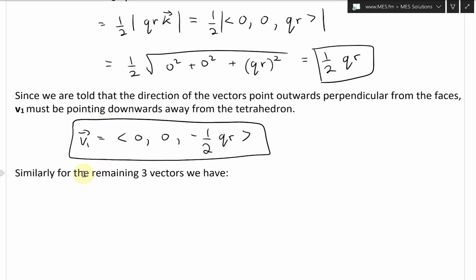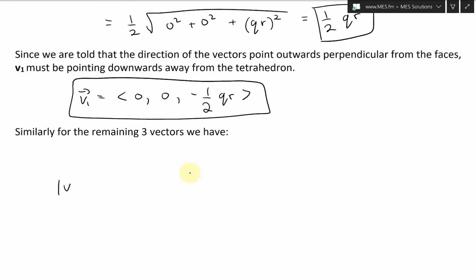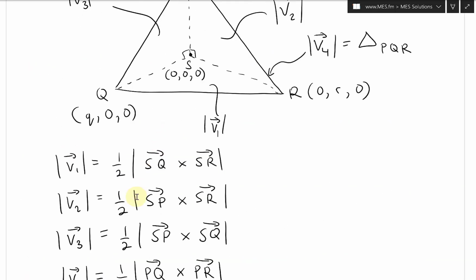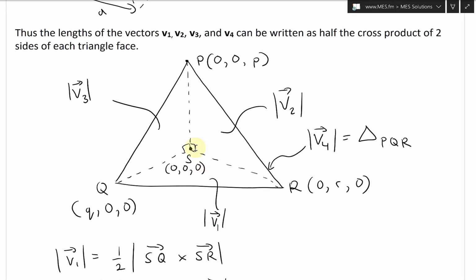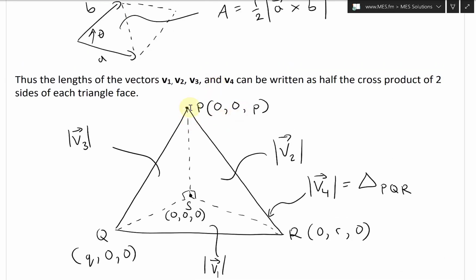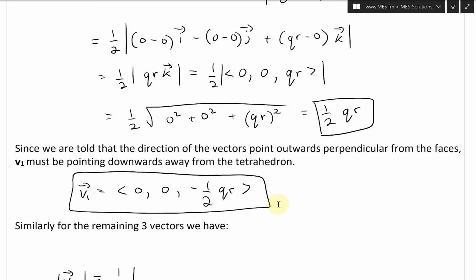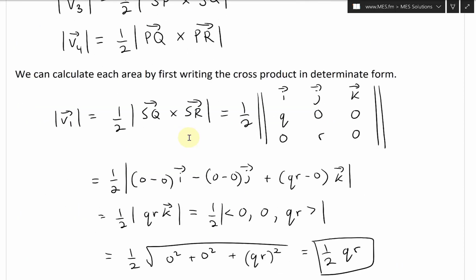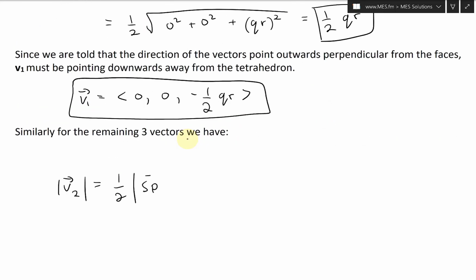All right, so going further, similarly for the remaining 3 vectors, let's write v2 now. And again, write it a bit further down, because we're going to write the determinant form of the cross product. So v2, the length of it is equal to 1/2 the cross product, and it's what's right here, SP cross SR. So SP as the vertical, and then SR here to get this v2. And SP and SR, those are the coordinates. All right, so SP cross SR, like this.